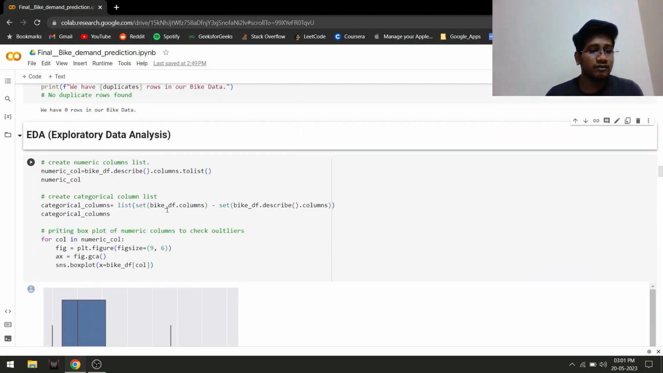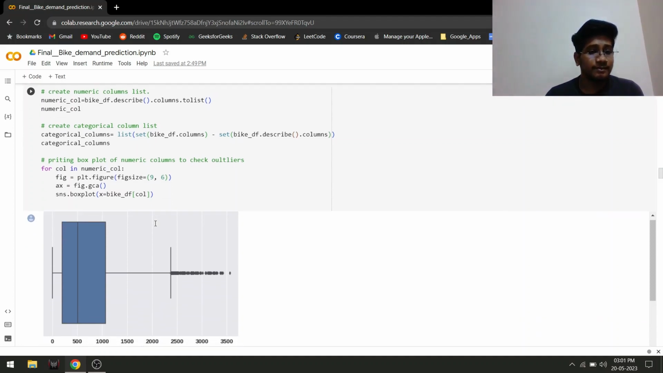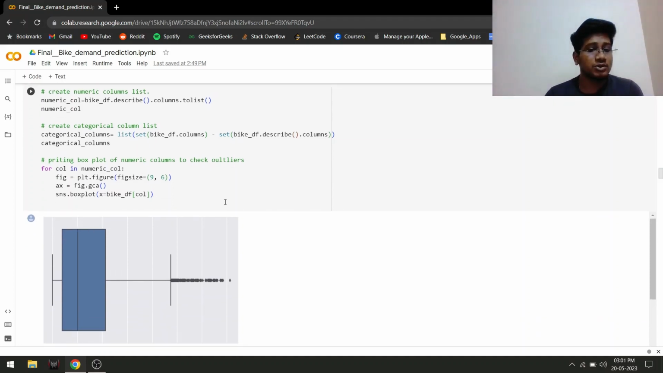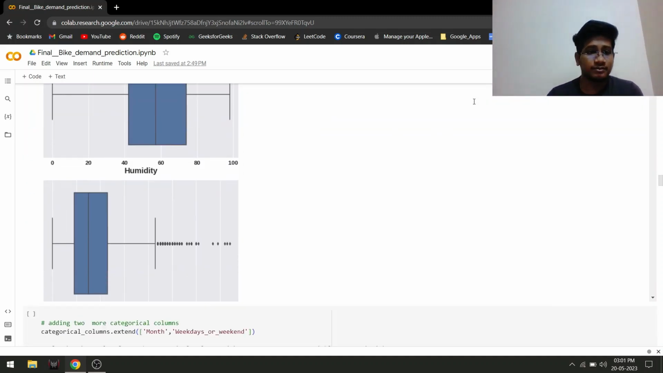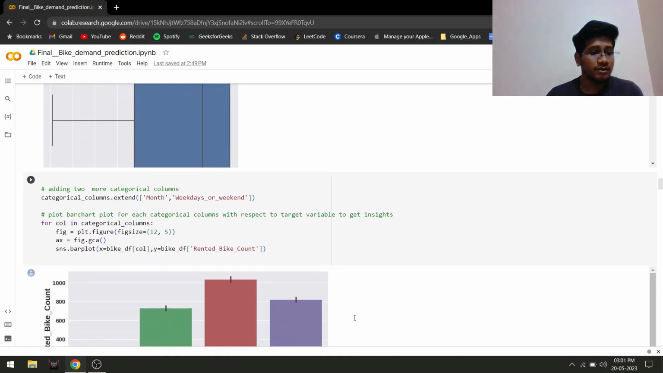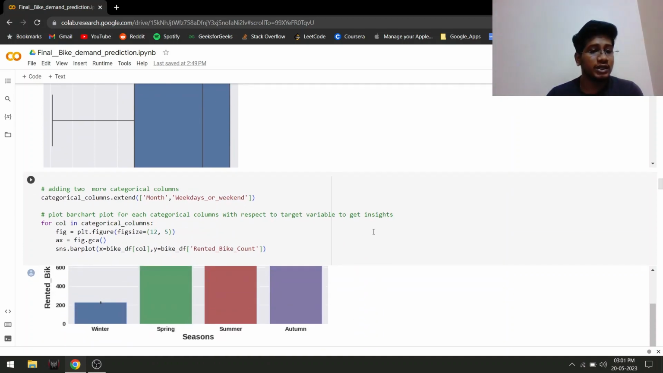First, we will create a numeric column list and create a categorical column list. I mean, using a box plot, we will visualize. Then we will add two more categorical columns, that is month and weekdays or weekend.